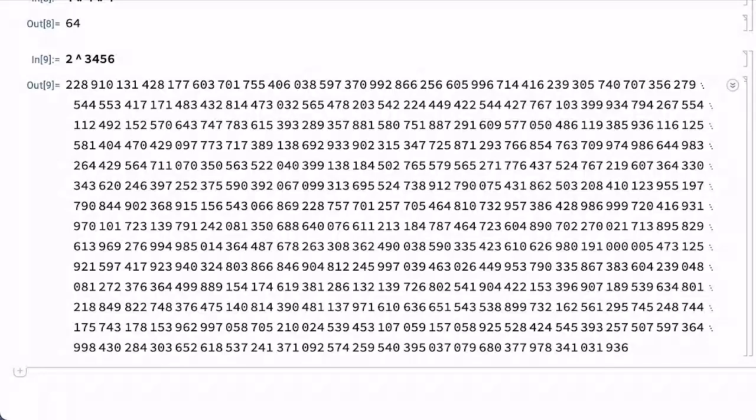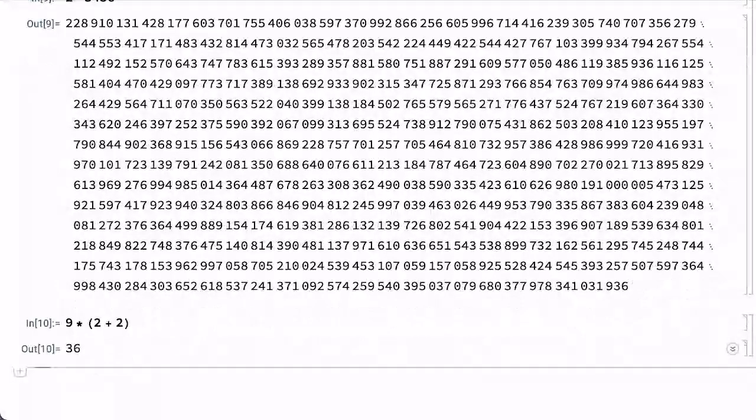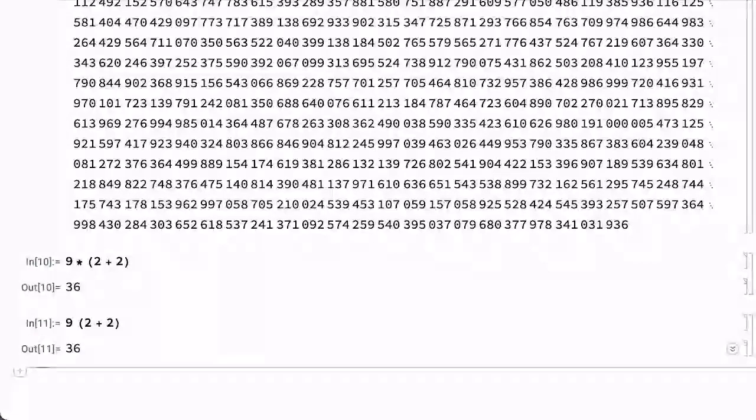Parentheses can be used to group operations together, just as in traditional mathematical notation. This input, for example, adds 2 plus 2 and then multiplies the result by 9. As in the earlier example, the multiplication in that input can be indicated by a space, and actually, since there is no ambiguity, it isn't even necessary to include the space. This input, for example, with no space between the 9 and the parentheses, also multiplies the sum by 9.